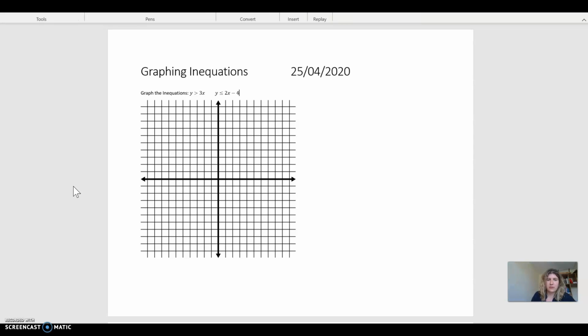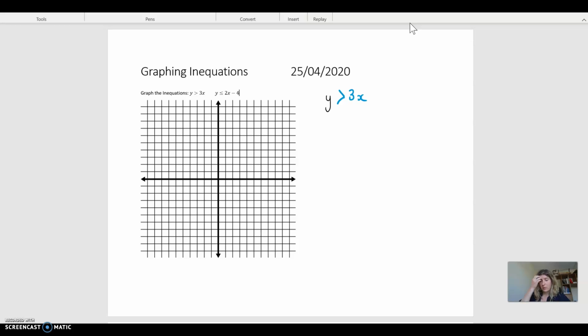First thing we're going to do is look at graphing this one. So this is y is greater than 3x. Okay, now notice that it's only greater than, not greater than or less than, and that'll change a little bit what we're going to plot when we're doing it.